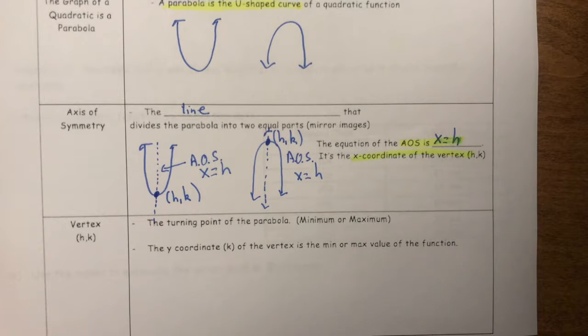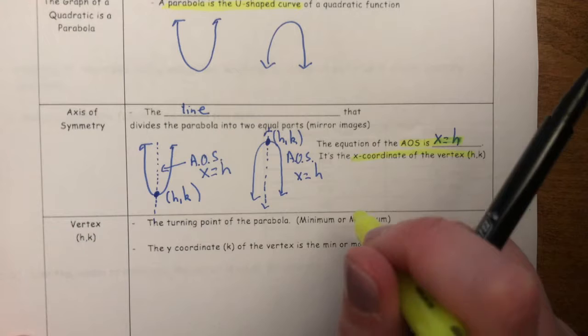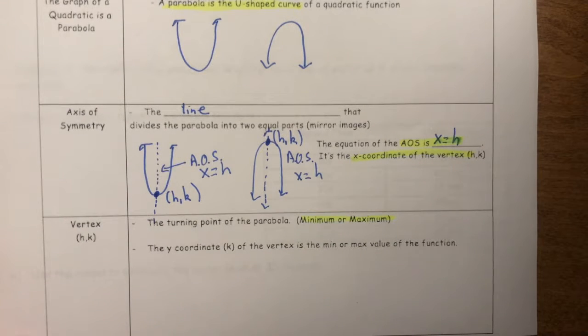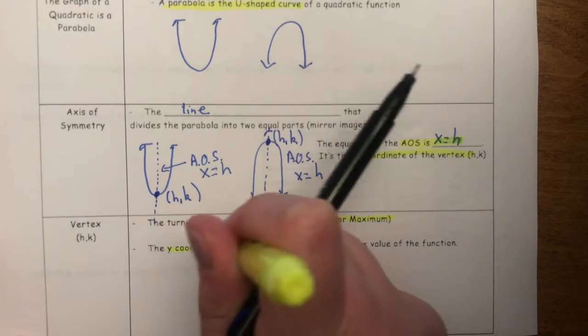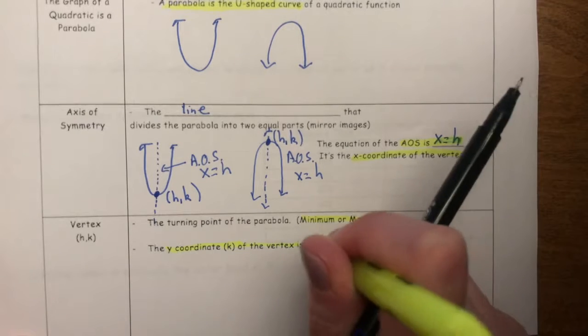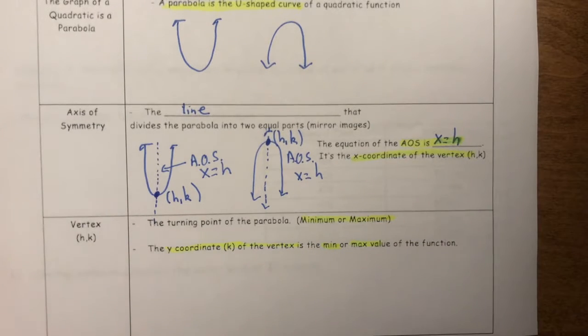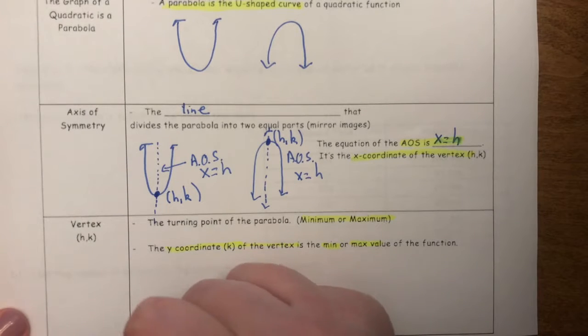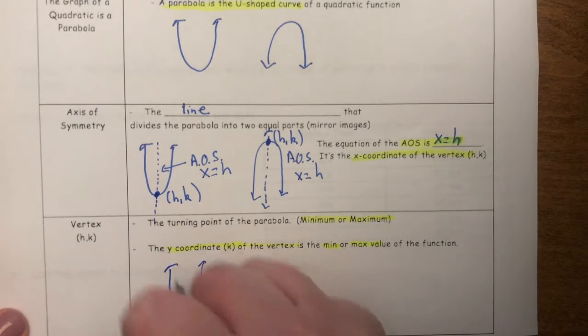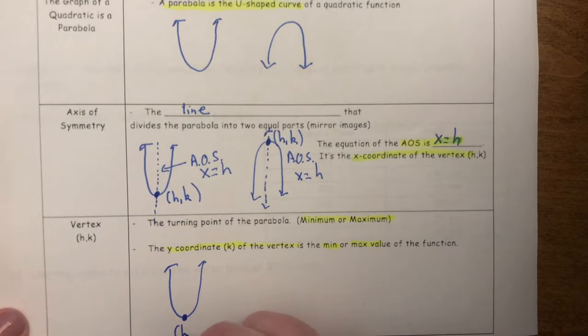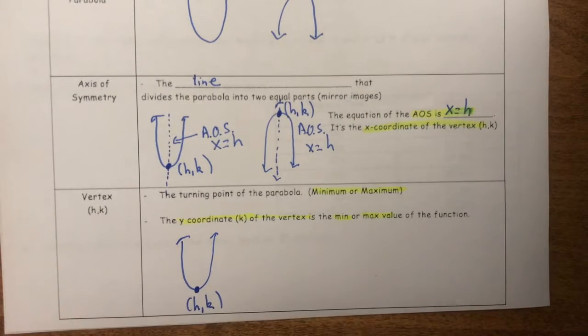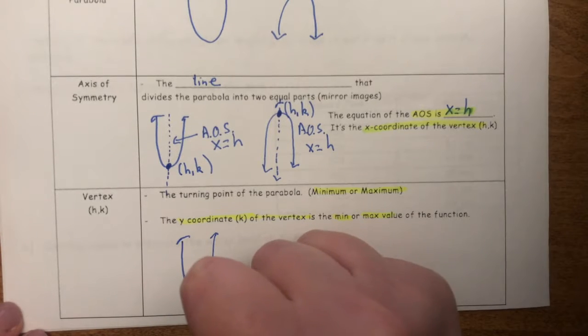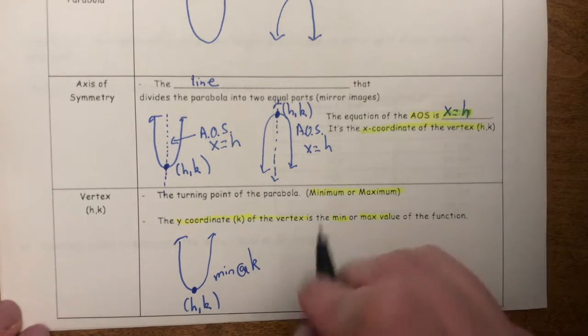So speaking of vertex, the vertex is the turning point of our parabola. It's either going to be a minimum or a maximum, the highest point or the lowest point. We can identify that minimum or maximum by looking at the y coordinate of the vertex. The y coordinate will give you the minimum value or the maximum height for your function. So again, you can just do a quick little sketch. Here is your vertex, h comma k, and we see this one's opening up, so it has a minimum, and the minimum height will occur at the value of k, your y coordinate.